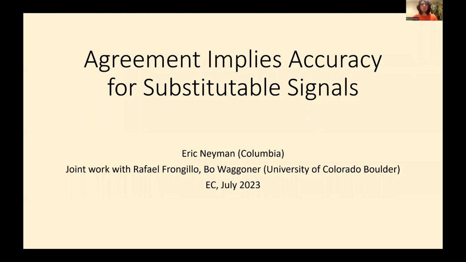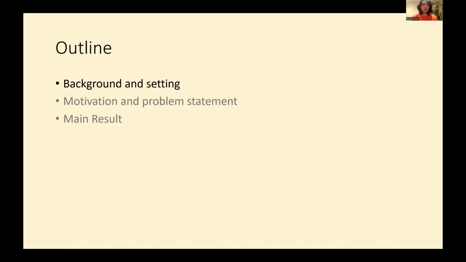I will be presenting Agreement Implies Accuracy for Substitutable Signals, which is joint work with Frongillo and Waggoner. I will start with some background in order to motivate our problem.